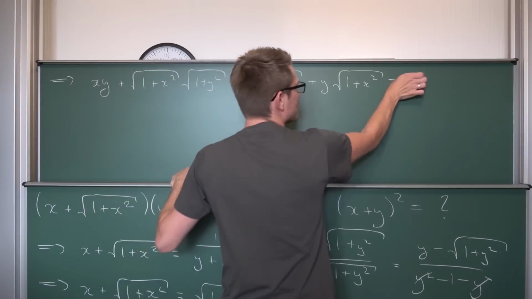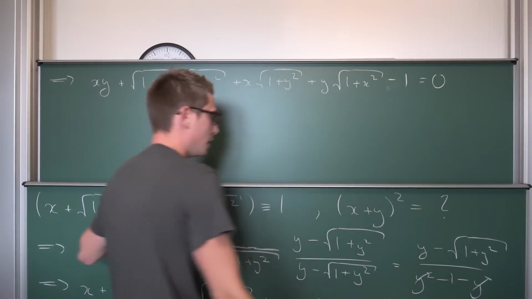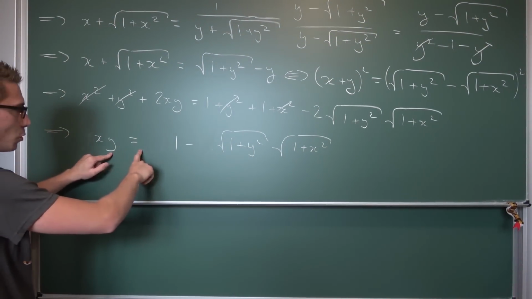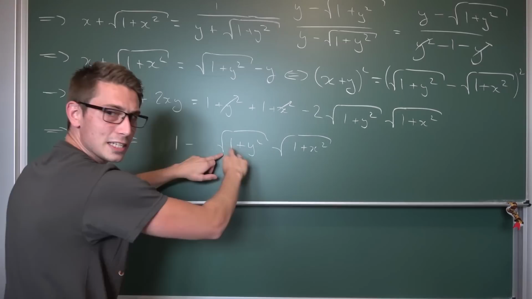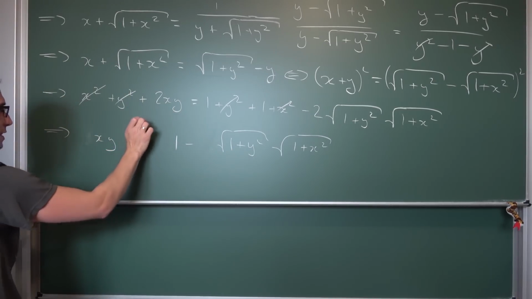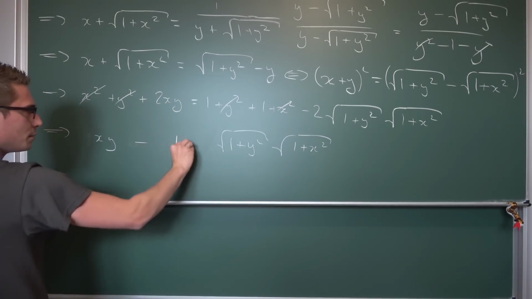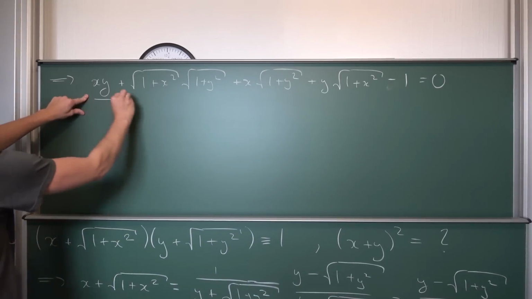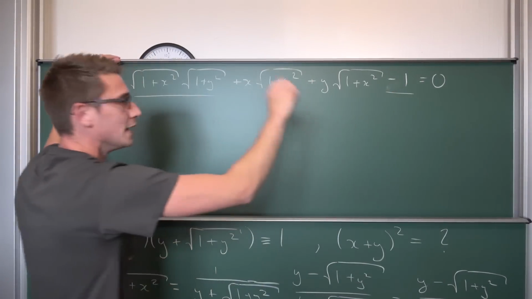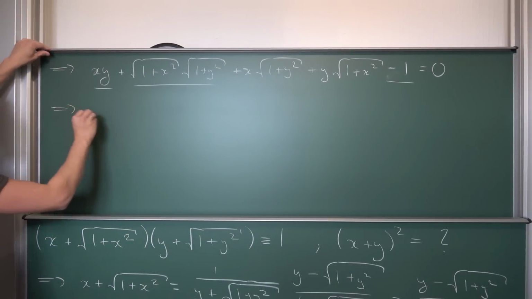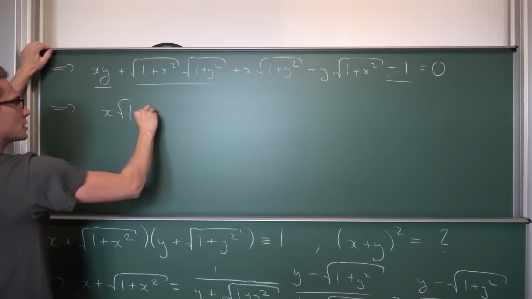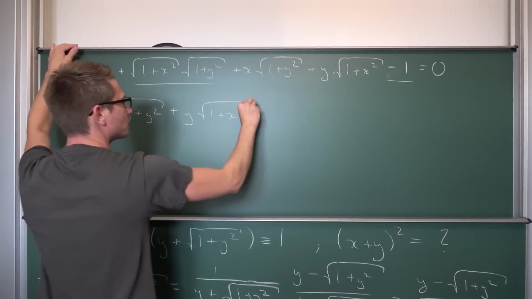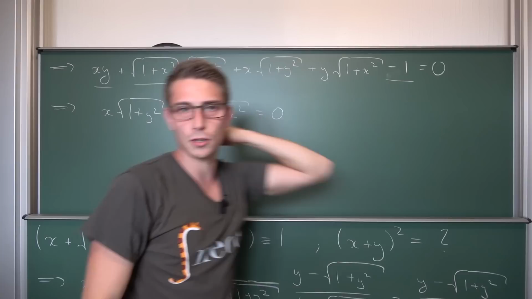Let me subtract 1 on both sides, then all of this minus 1 is equal to 0, which is really good, considering that we have x times y. If we add this on both sides and then subtract 1 on both sides, we have xy − 1 + this equal to 0. That's this part, and subtracting 1, all of this is 0. This is simplifying quite nicely actually. We are going to get that x·√(1+y²) + y·√(1+x²) is equal to 0. This is really nice.